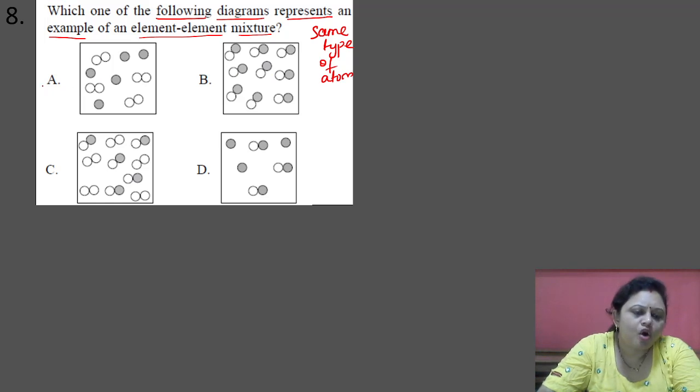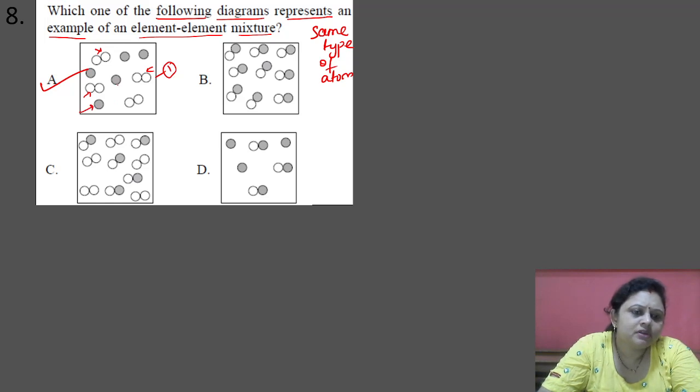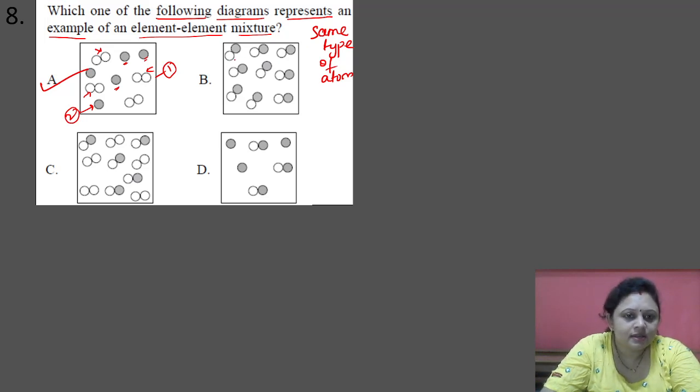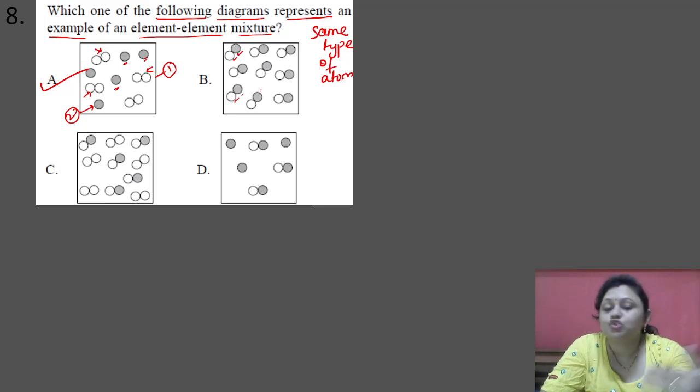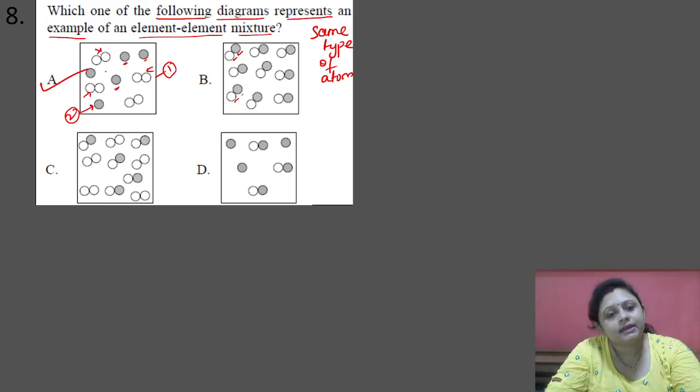So it could be option A. Why? Here you can see this type of thing. Here the same type of atom is there, so we can consider it as the first element. And here you can see some different type of atoms, which are single, so we can consider it as the second element. So this is the mixture of element and element. In other options, you can see here one element, here another element, different types of elements are there. So it cannot be an element-element mixture, right? That's why option A is the correct answer.